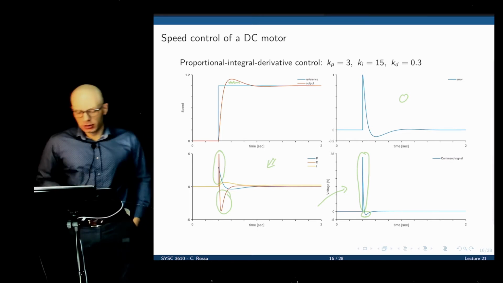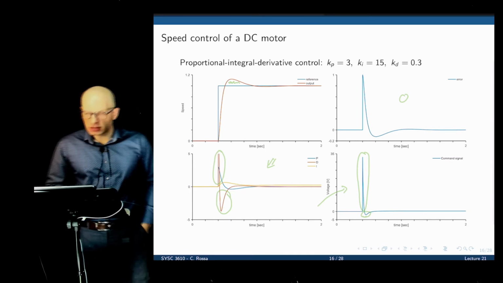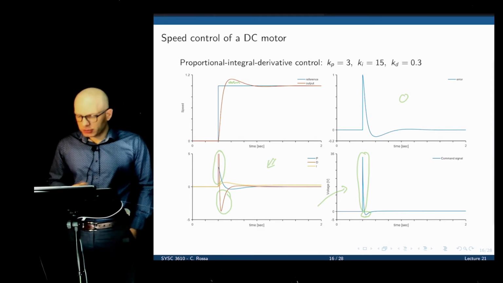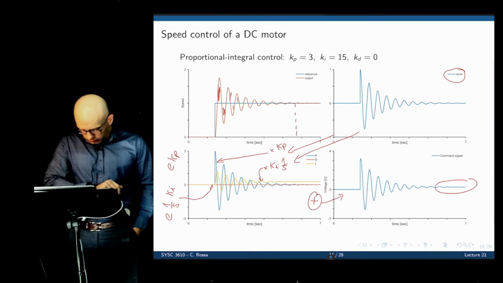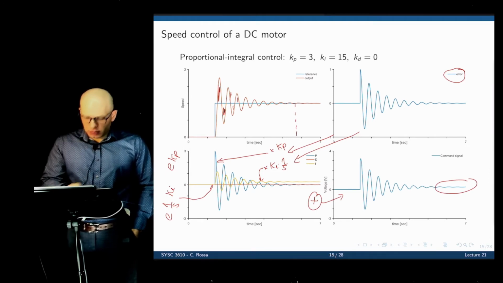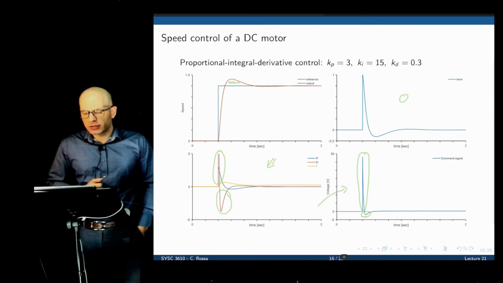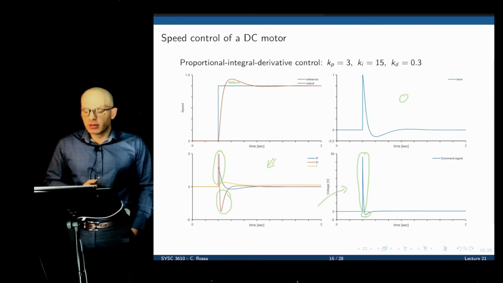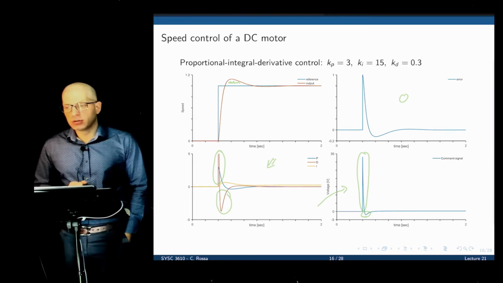And eventually the voltage becomes a non-zero value because of the integral control. A much better result compared to what we had here. Now, of course, these values here, they're not random. It takes a lot of tuning, a lot of trial and error to find a good compromise.